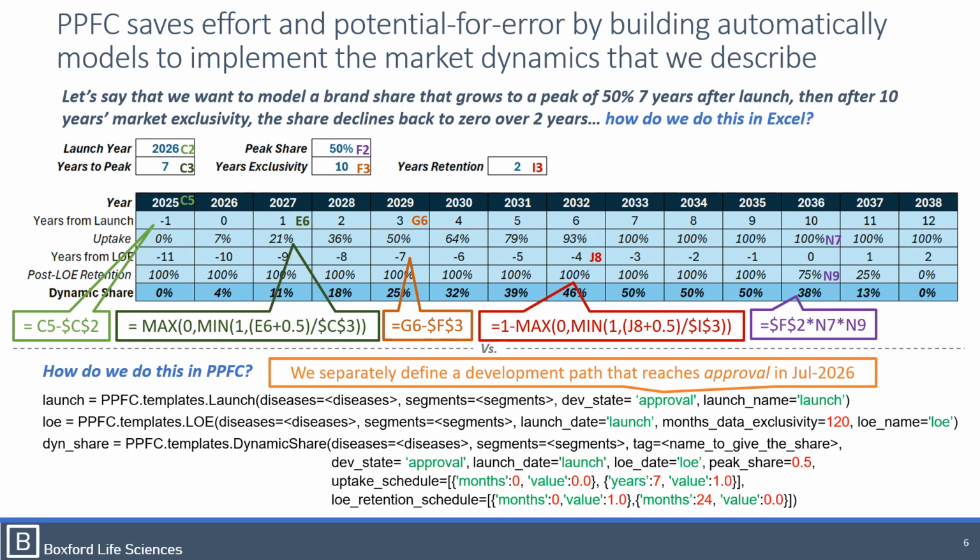And through the development path and other functionality to run Monte Carlo simulation that's built into PPFC, we can easily handle complex and uncertain market dynamics, say where we may or may not have additional competitors. And if we do, we can make our peak share decrease once we compete with them, or our gross to net rate adjustments or access may worsen once we have increased competition.